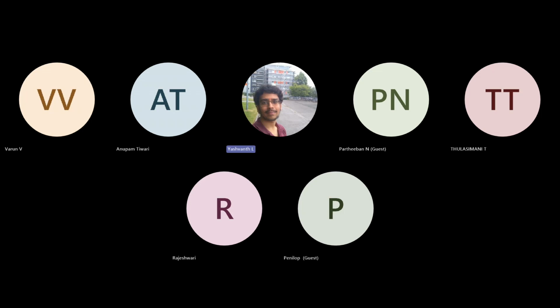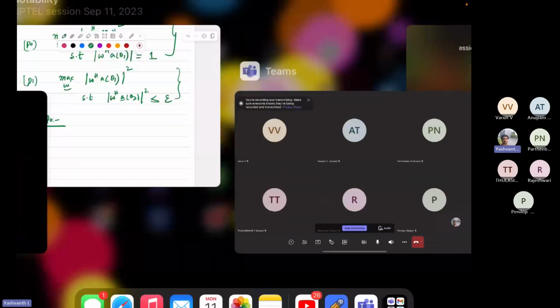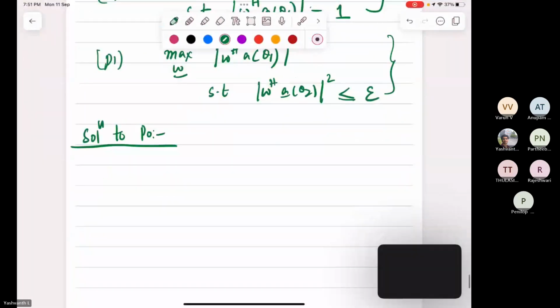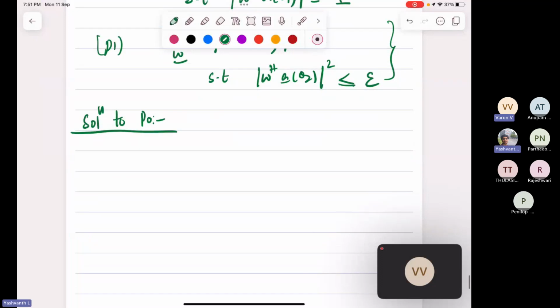Hello, am I audible? Yes, sir, you're audible. Sorry, the screen is not visible. Now it should be visible. Okay. Yes. The solution to P0.